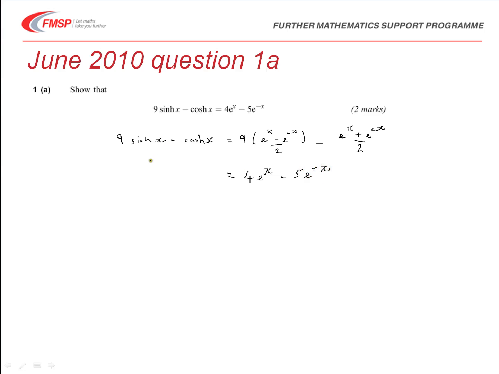Only 2 marks for this part. 1 mark obviously for a method mark, for you realising what the definition of sinh x is in terms of e to the x and e to the minus x, and similarly for cosh x. Get those the wrong way round, you won't get any marks at all, I'm afraid. And then 1 mark for simplifying it down to the correct answer that you require.